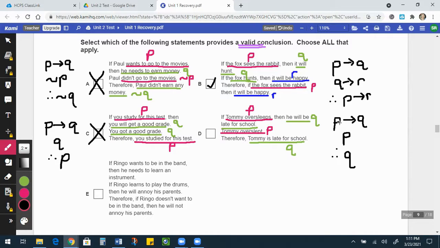Y'all, this is the one that reminds me of Pikachu. Pikachu, Pikachu. PQ, PQ. That's the first law. Therefore, D is valid. All right, last one. Here we go. If Ringo wants to be in the band, P, then he needs to learn an instrument, Q.